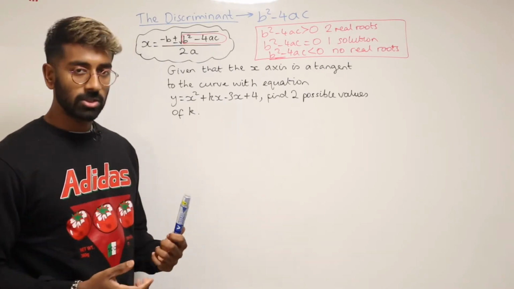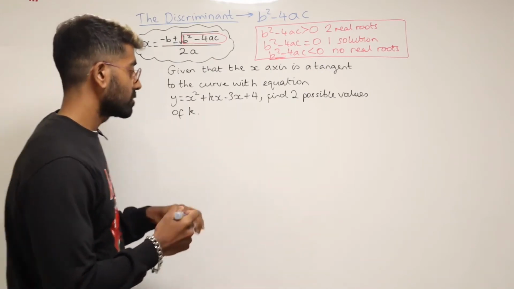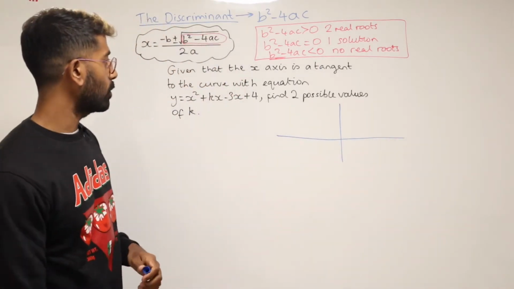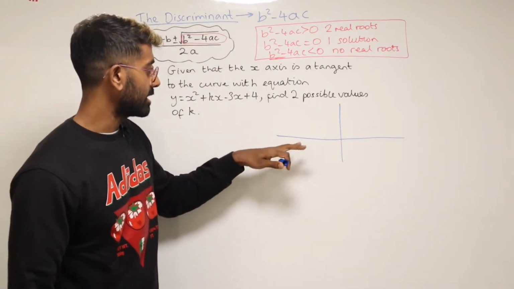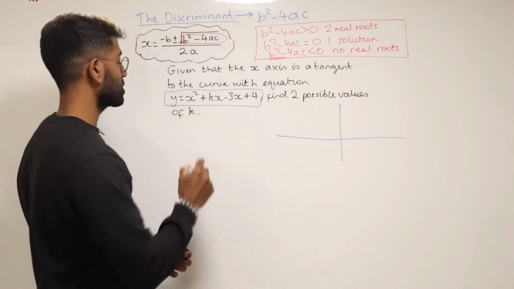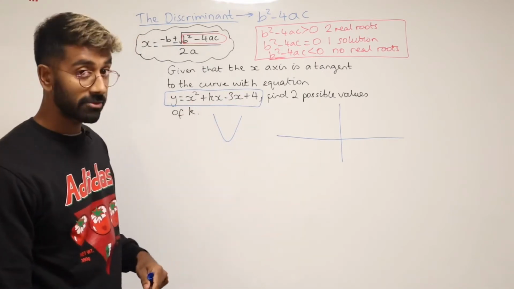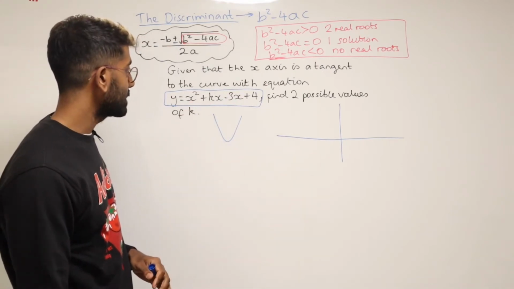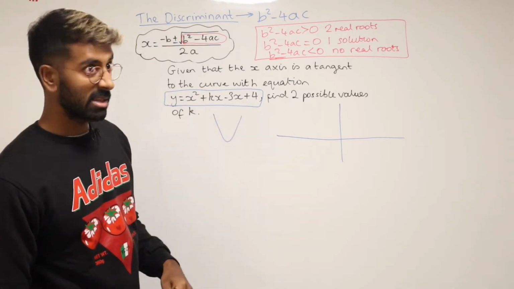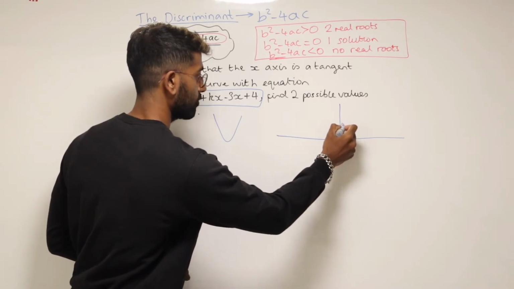So first thing I'm going to try to do is sketch out what this problem is trying to get us to do. Now, here's the axes, and what we're told is the x-axis is a tangent to this curve here. Now we know that this curve is a U-shape, quadratic, because it's a positive x squared. And so I guess we could also say that the y-intercept is 4, so maybe I'll put that in as 4.